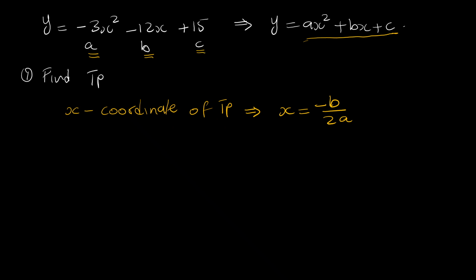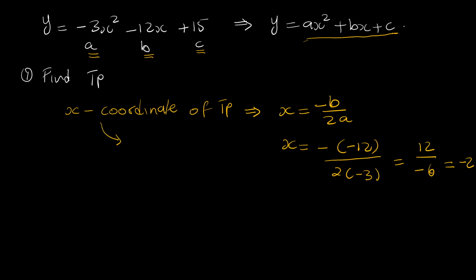So I'm just going to substitute what I have in that equation, because I already know that b is minus 12. So this will be minus, inside the bracket minus 12, everything divided by 2 times the value of a, which is minus 3. This is just 12 over minus 6, which will give us negative 2. Please pay attention: the x coordinate of the turning point, x is equal to negative 2.